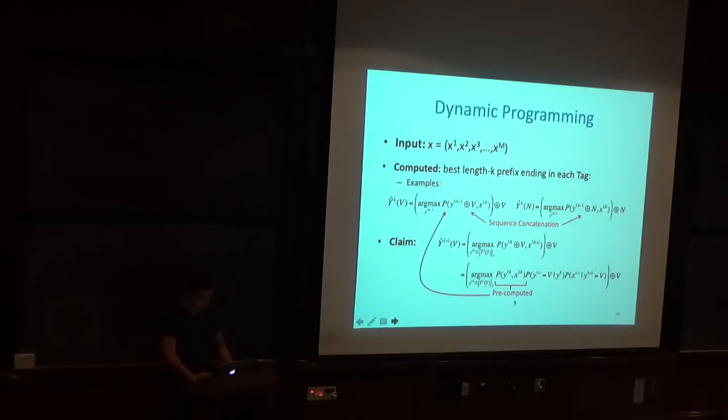Right, and of course, because we're going to do this process recursively, a lot of the values in this argmax, like the probabilities, are pre-computed because of the hidden Markov model structure. We've already pre-computed part of these probabilities of the partial sequences.